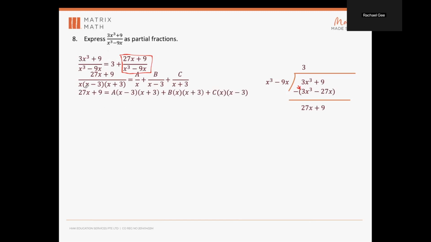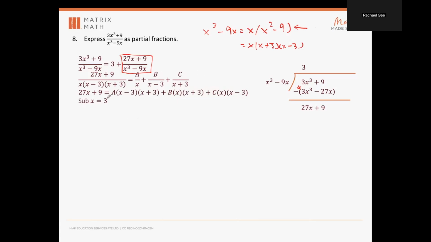Again, same thing. From here, x cubed minus 9x, you can factorize out x, then you have x squared minus 9. Over here, you can still factorize because this is a difference of squares, so it will become (x plus 3)(x minus 3). It doesn't matter which order you put. That's why you have 3 terms here, then you have 3 letters here.